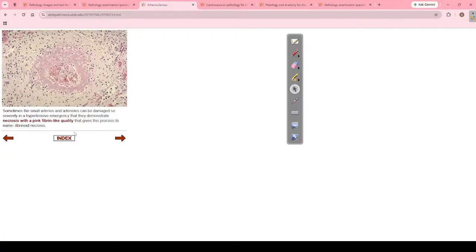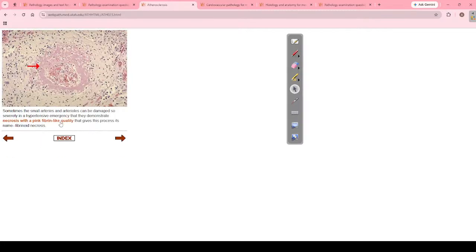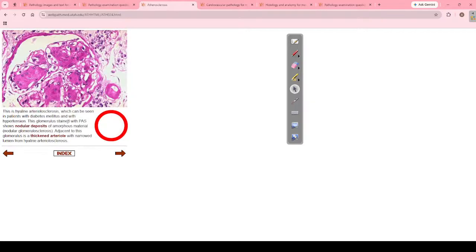Then sometimes these small arteries and arterioles can be damaged. They may undergo fibrinoid necrosis. This is very specific to vessels. They generally undergo fibrinoid necrosis. The pink material is important. This is actually a glomerulus.